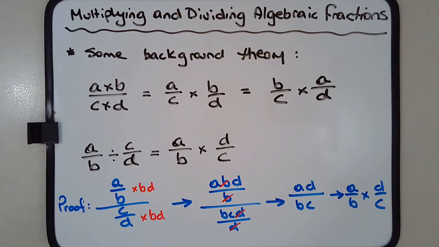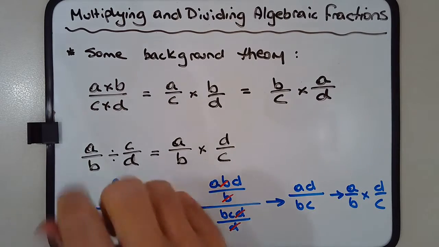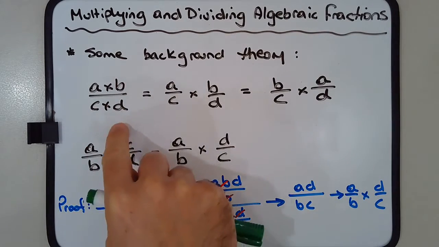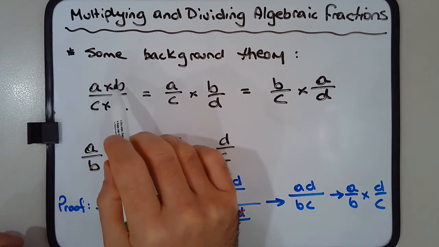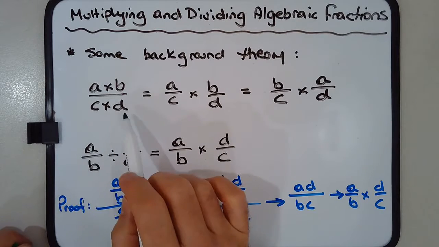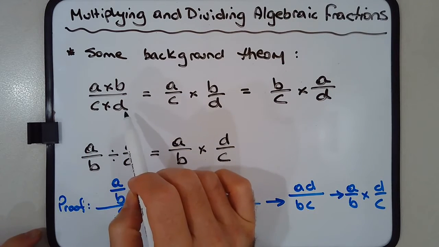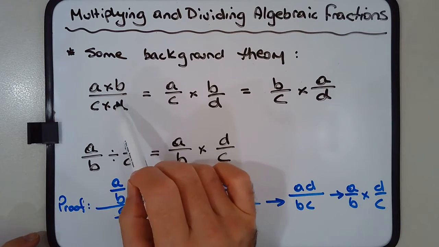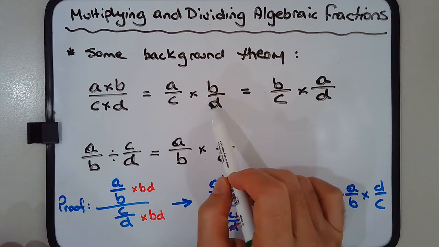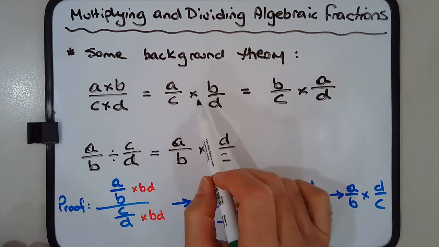Before we go into examples involving multiplying and dividing algebraic fractions, I might just go over some background theory first. And let's consider the first point. If we have a fraction where the numerator involves a product and the denominator involves a product, so let's say a times b over c times d, we can break the fraction up into a product of two fractions. In fact, these are equivalent statements.